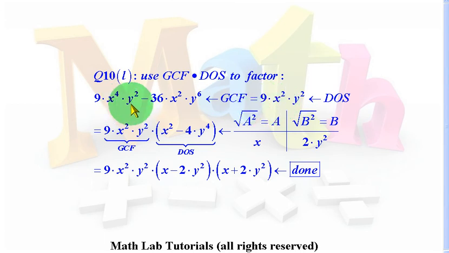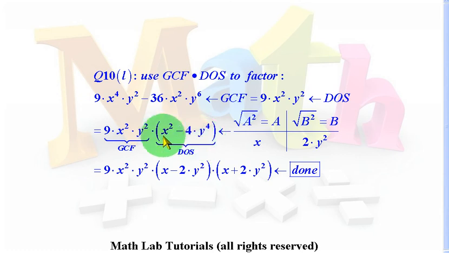And we look for the lowest power of y. We have y squared, y to the power 6. Y squared is the lowest power, put it down. And we've just identified the GCF as 9x squared dot y squared. Again, you put the GCF out front, and our job is to find the balance. To find the balance, we're going to divide. Term 1 divided by the GCF will give you x squared. Term 2 divided by the GCF will give you minus 4y to the power 4.